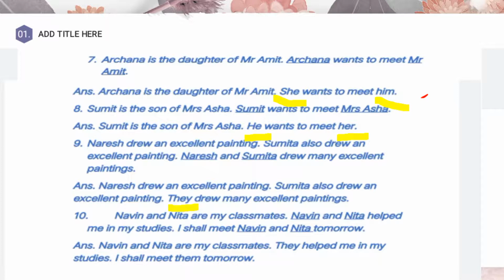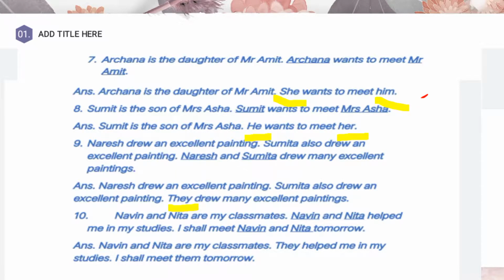Now, next one, number 10. Naveen and Neeta are my classmates. Naveen and Neeta helped me in my studies. I shall meet Naveen and Neeta tomorrow. Now, let us see. Naveen and Neeta are my classmates.